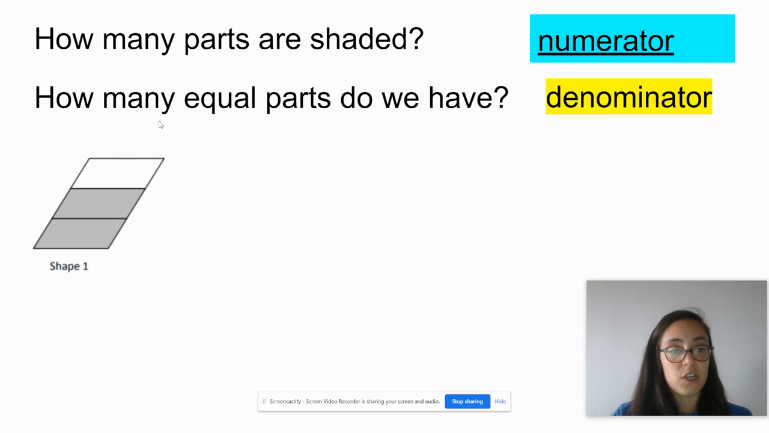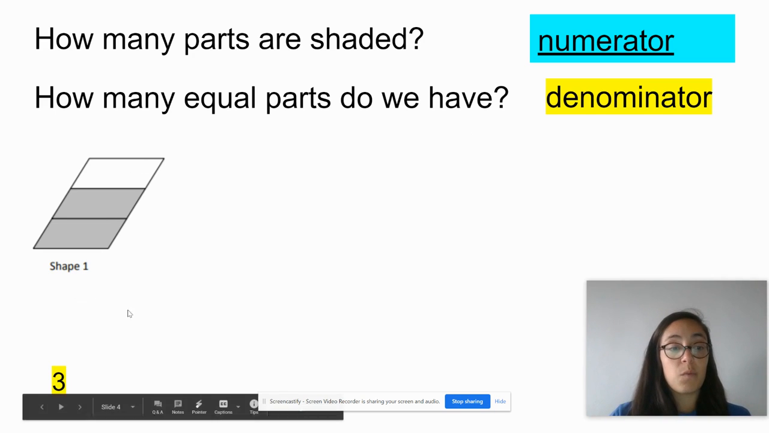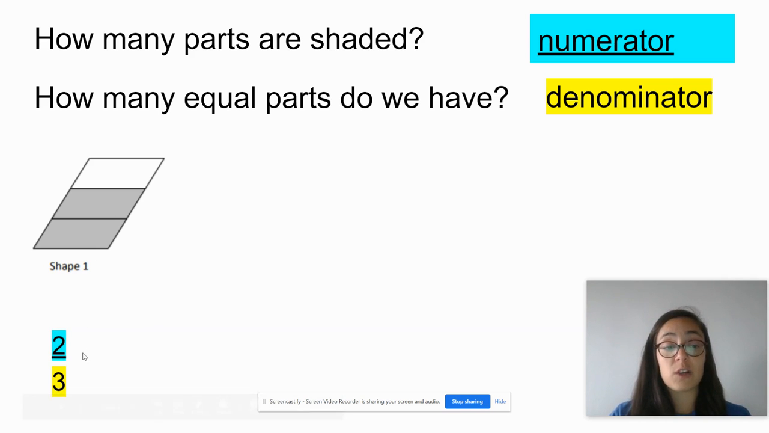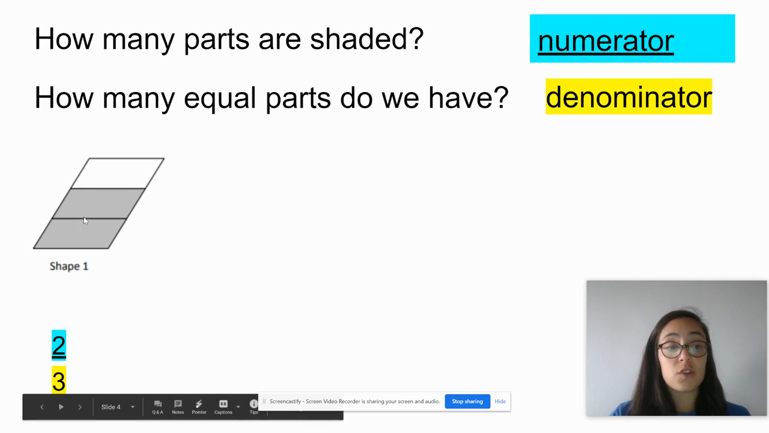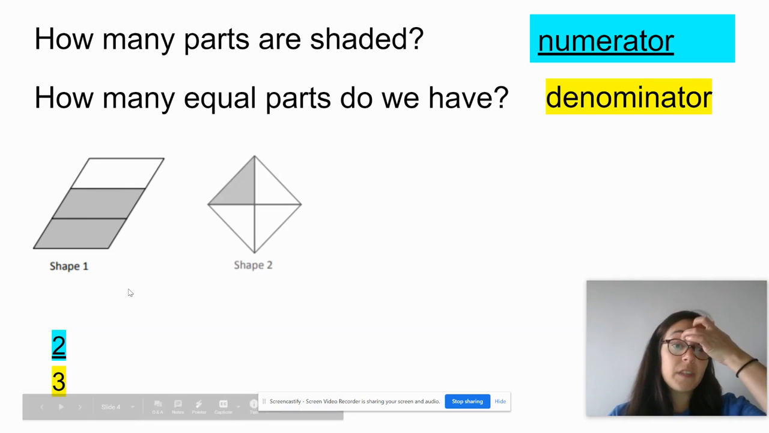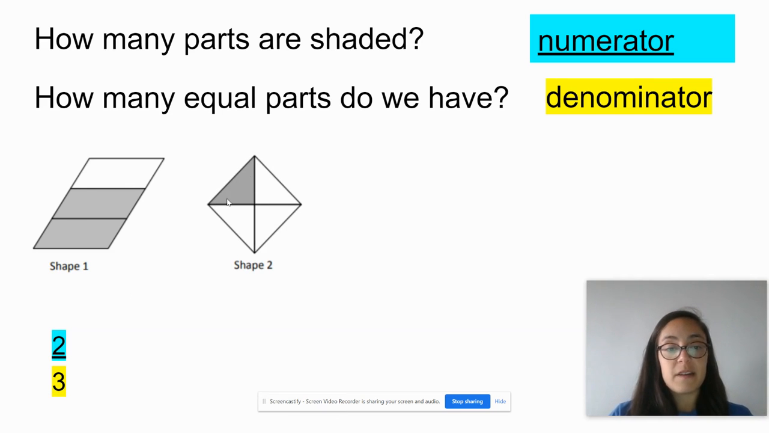So I have my first shape. I want to think about the denominator first. So how many parts do I have? And I have 3. And how many are shaded? I have 2. So I would have 3 as my denominator and 2 as my numerator. So my fraction will be 2/3 because 2 out of the 3 are shaded. Next, I see my denominator. Again, I count the bottom and I see 1, 2, 3, 4 as my denominator. And I see 1 triangle is shaded, so I have my numerator as 1.